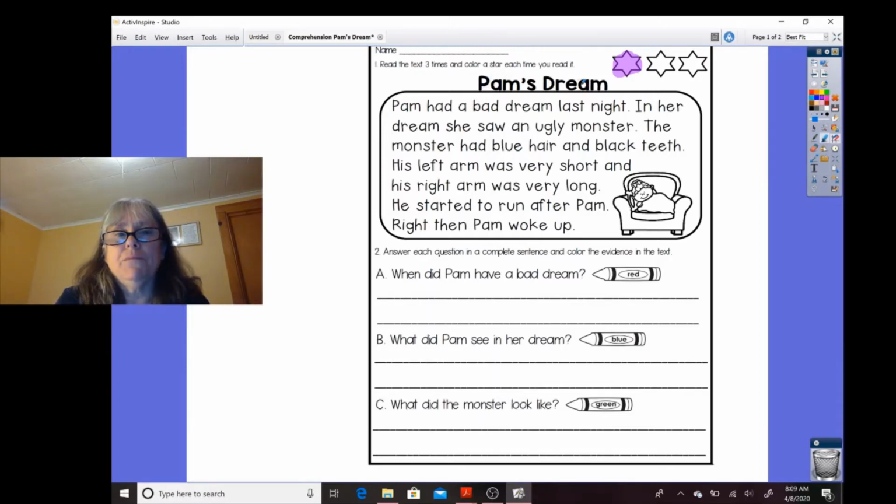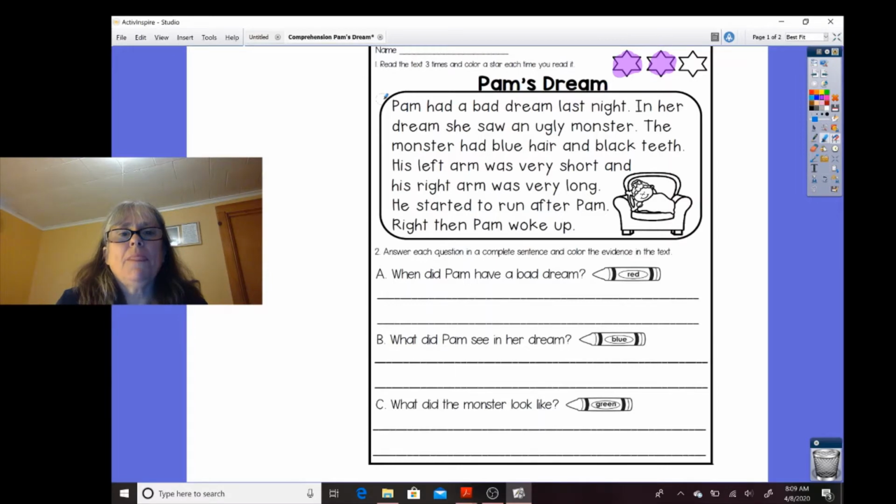Pam's Dream. Pam had a bad dream last night. In her dream, she saw an ugly monster. The monster had blue hair and black teeth. His left arm was very short, and his right arm was very long. He started to run after Pam. Right then, Pam woke up. Oh my goodness. All right, one more time.